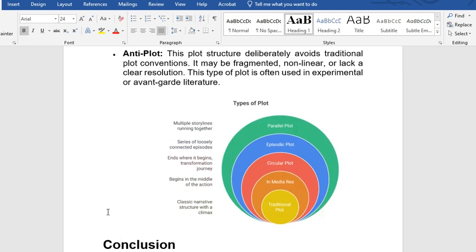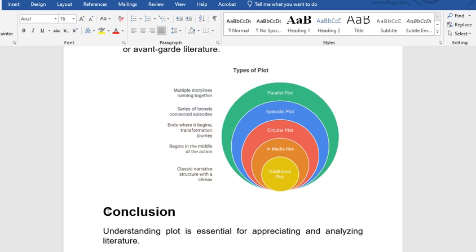The last one is anti-plot. This plot structure deliberately avoids traditional plot convention. It does not follow the normal system of plot. It may be fragmented, non-linear, or lack a clear resolution. This type of plot is often used in experimental or avant-garde literature. The avant-garde are a group of people that introduce new techniques into the art. So they may decide to divert from the normal way of narrating stories. So those are the types of plots we have in literature.